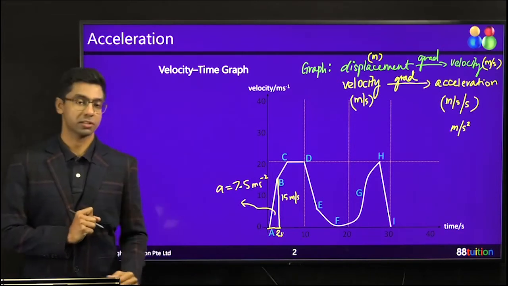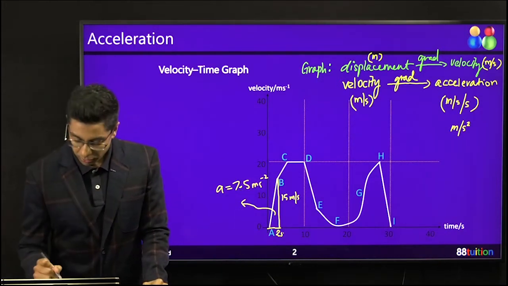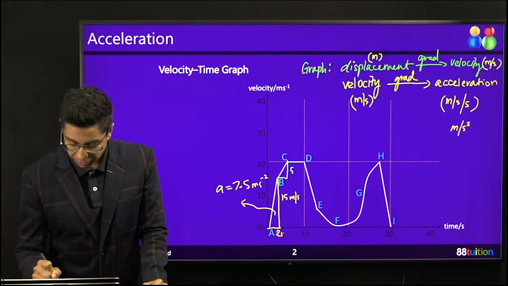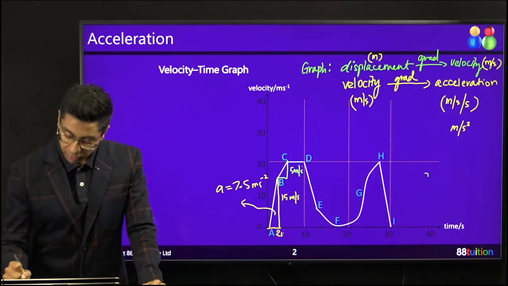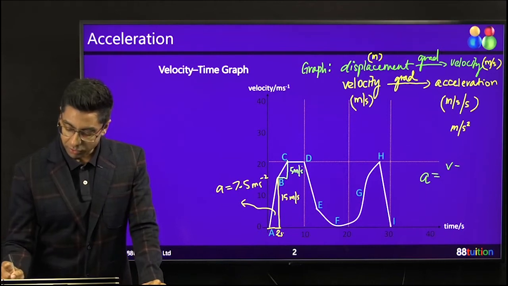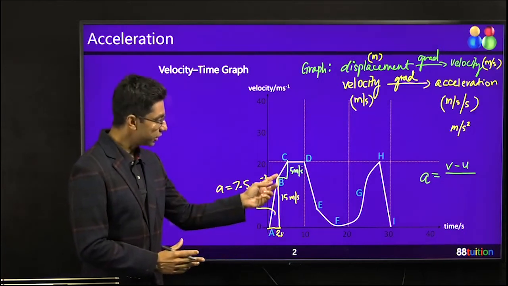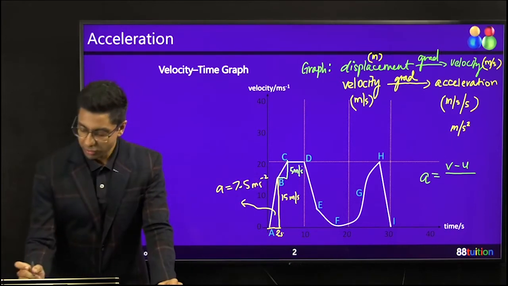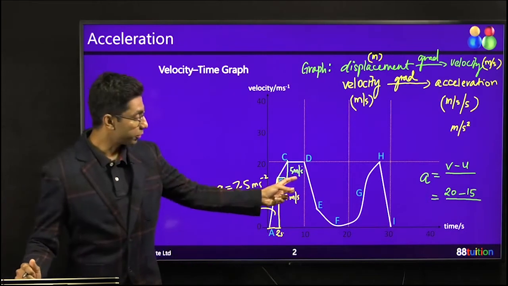That's how I get my first acceleration, by taking the gradient. Can I get the gradient here? Yes, I can. So I will do that. And this is 5 meters per second. Why? Remember in the last lesson we introduced that a is final velocity minus initial velocity, because not all the initial velocities are at zero. It could be from B to C. His initial velocity was 15, his final velocity was 20. So the final velocity is 20, the initial velocity is 15, therefore you get 5. That's why I put the 5 there.